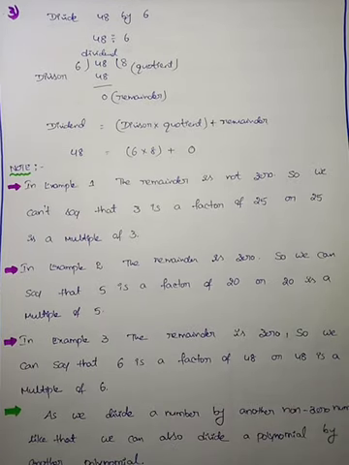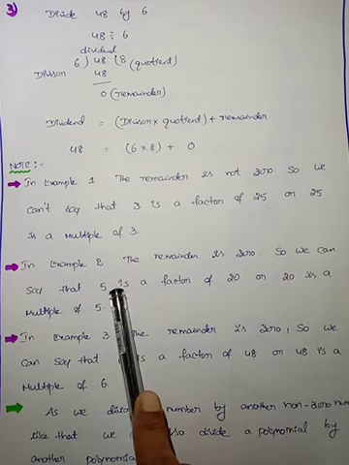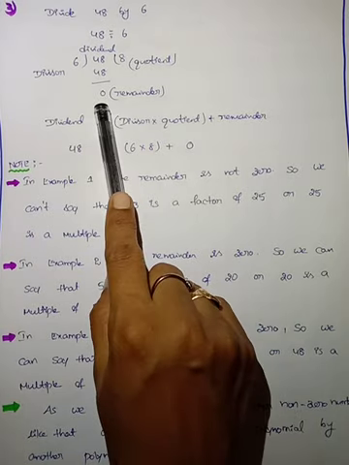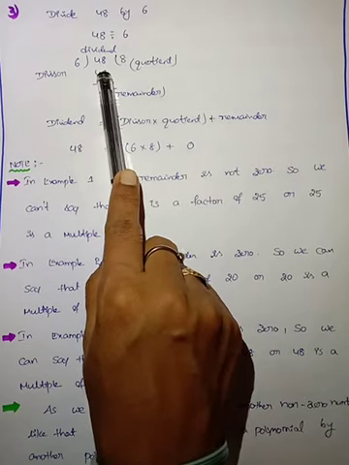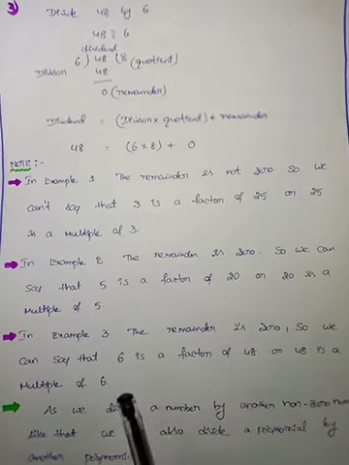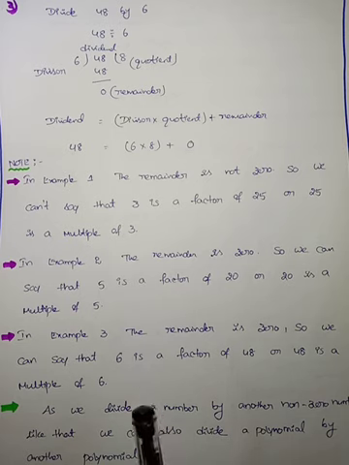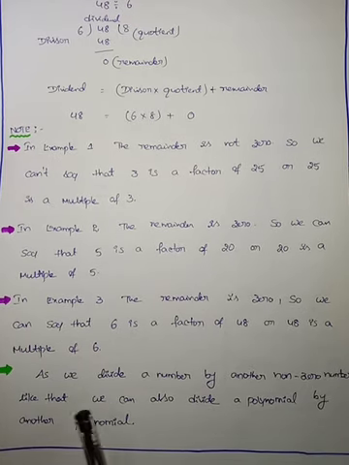In the second and third examples, the remainder is 0. So in the second example, we can say 5 is a factor of 20 or 20 is a multiple of 5. In the third example, the remainder is 0, so we say that 6 is a factor of 48 and 48 is a multiple of 6. Only when the remainder is 0 do we say the numbers are factors and multiples.